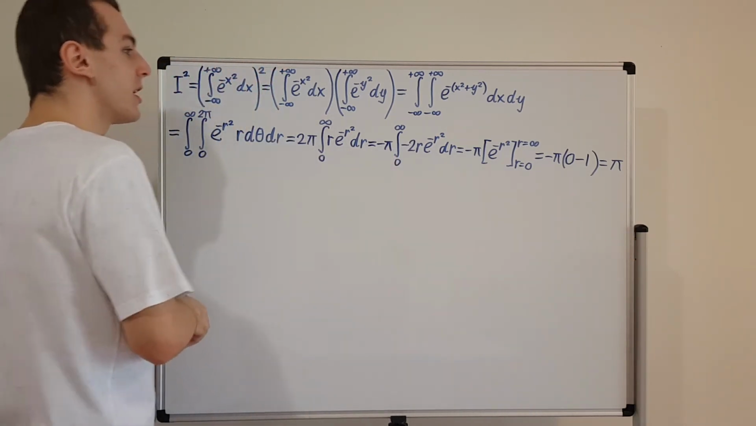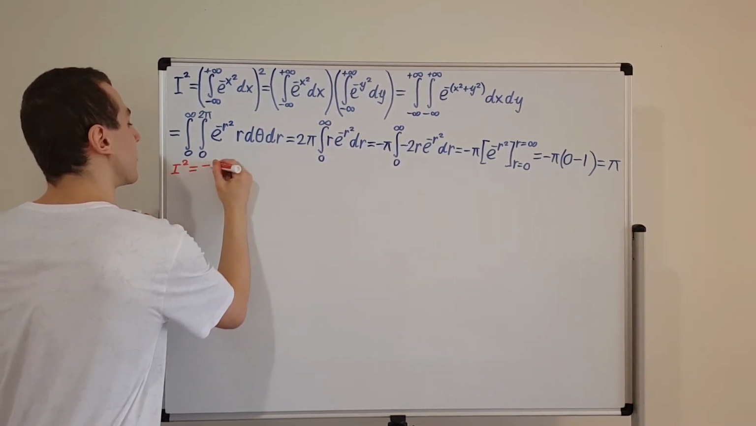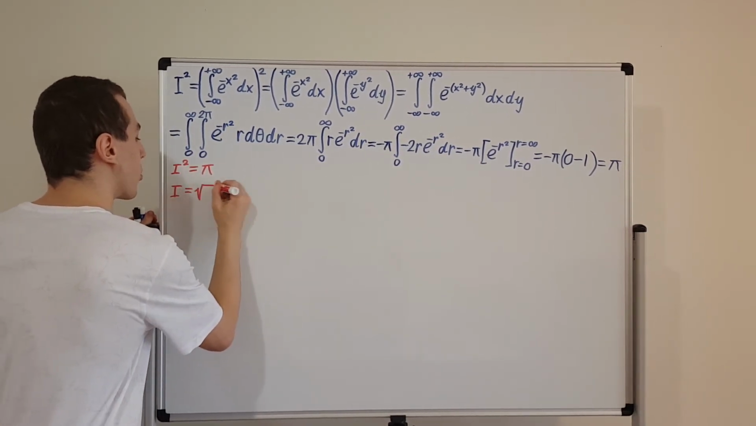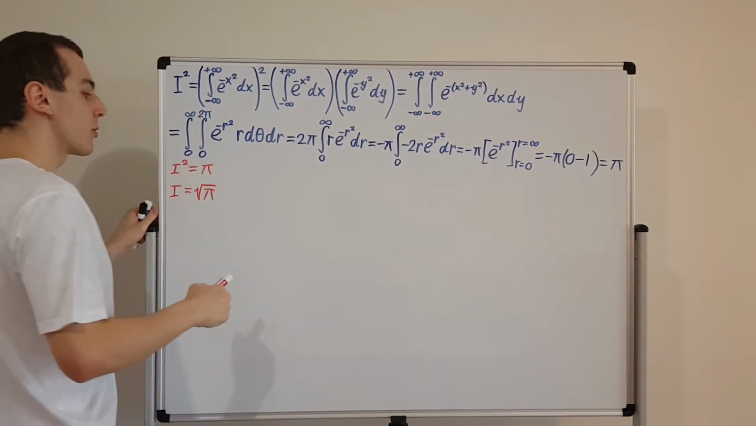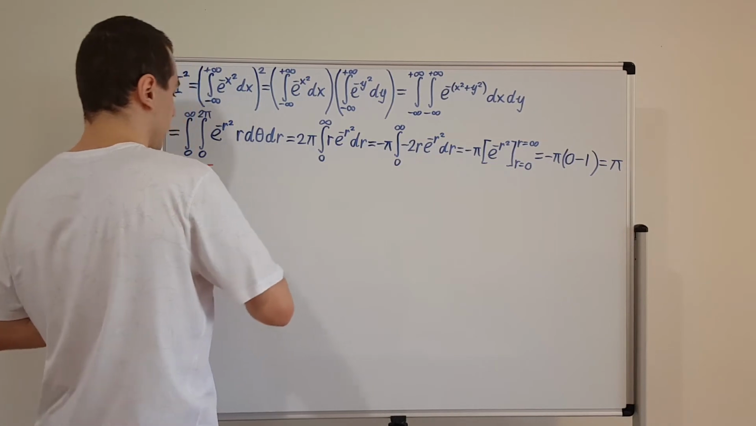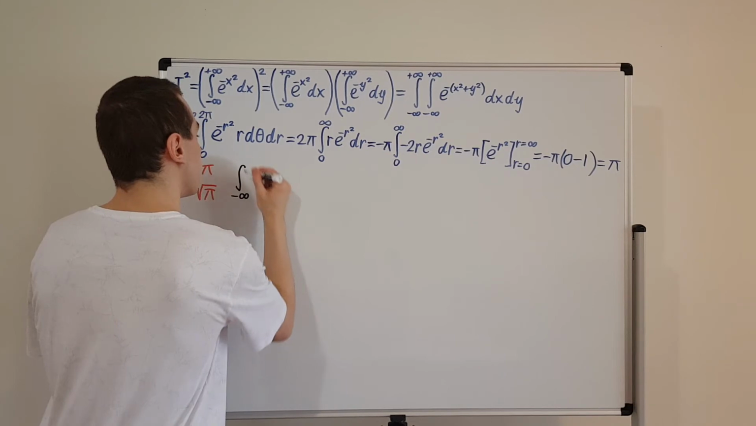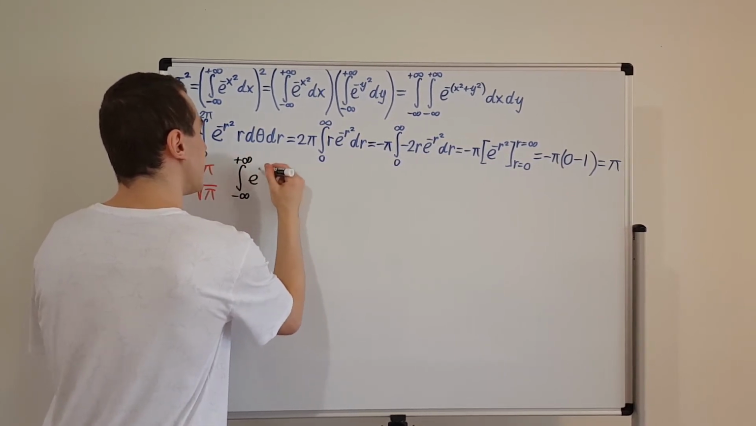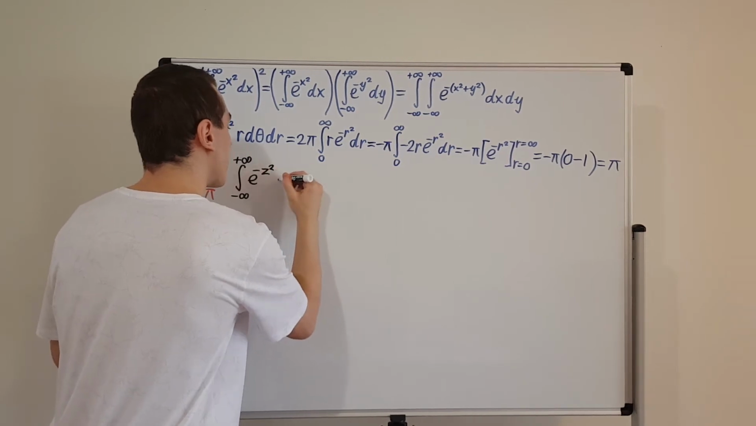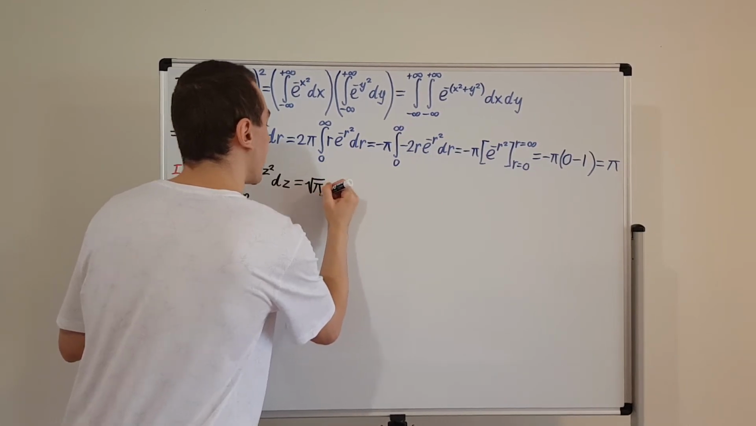So the conclusion over here is that I squared is equal to pi. And so from that, we can conclude that I is equal to the square root of pi. And from that, we can also conclude that the integral from minus infinity to plus infinity of e to the minus, I'm going to write another name for the variable, z squared dz, is equal to the square root of pi.